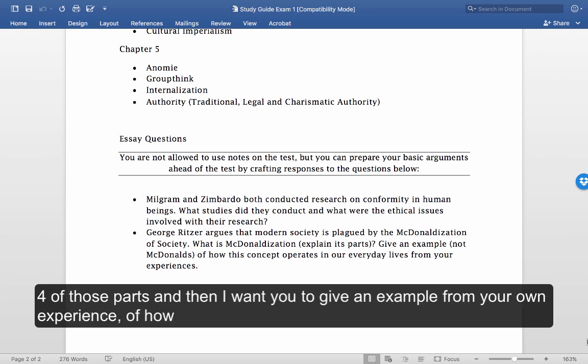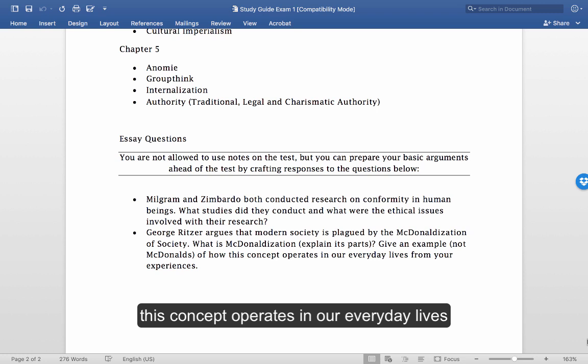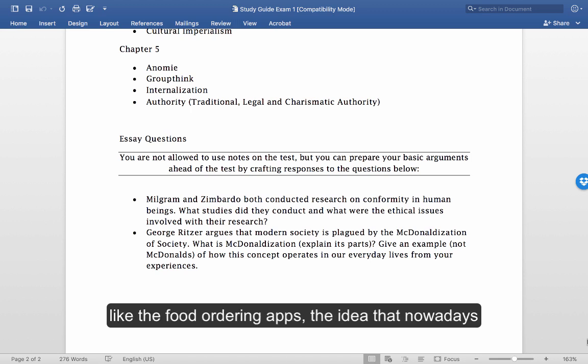So I'm looking for all four of those parts. And then I want you to give an example from your own experience of how this concept operates in our everyday lives. So, something that you've experienced that does this. Like the example I would give to relate to McDonaldization, not using McDonald's, would be like the food ordering apps, right?